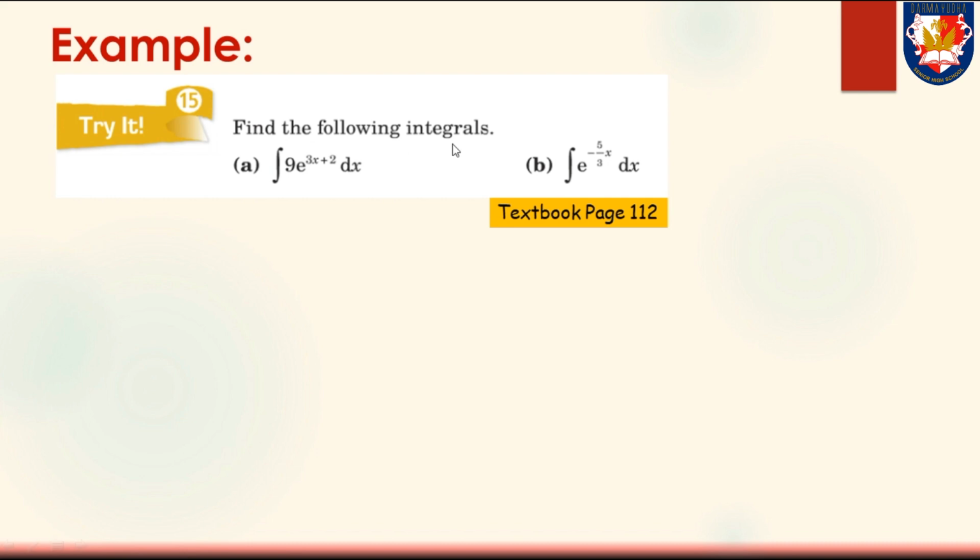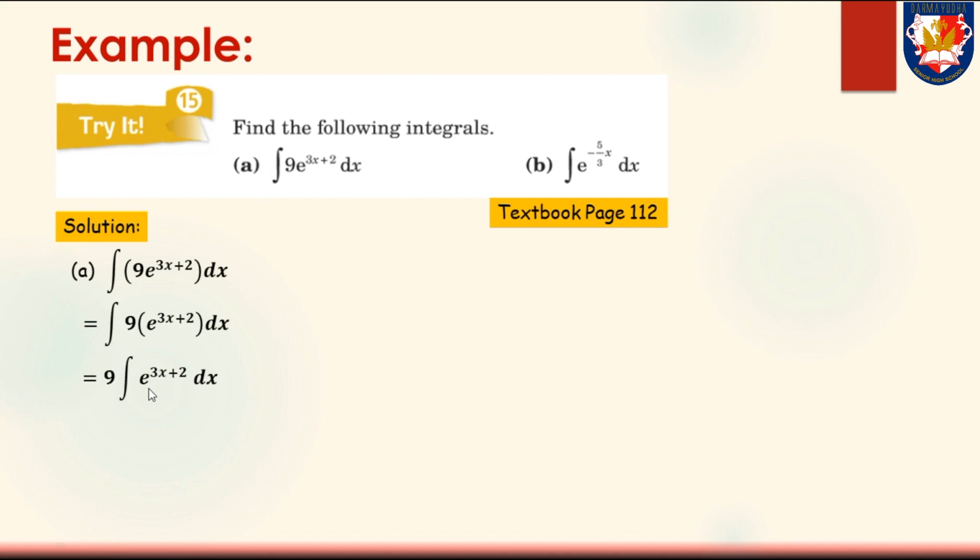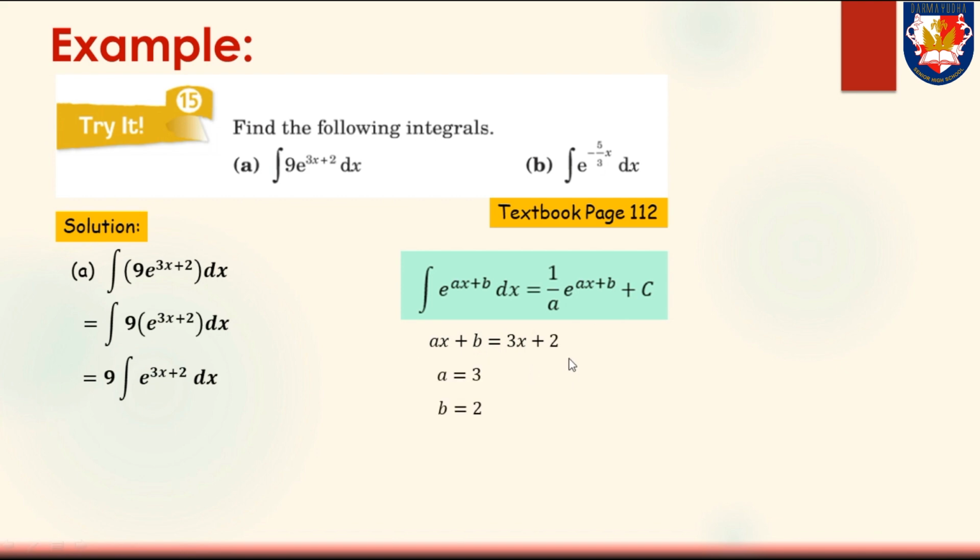Find the following integrals. Part A, integral of 9 e to the power of 3x plus 2 dx. Part B, integral of e to the power of negative 5 over 3x dx. Part A, rewrite the integral. So from here, using the constant multiple rule, it is 9 times the integral of e to the power of 3x plus 2 dx. So ax plus b equals 3x plus 2, and from here we obtain a equals 3 and b equals 2.